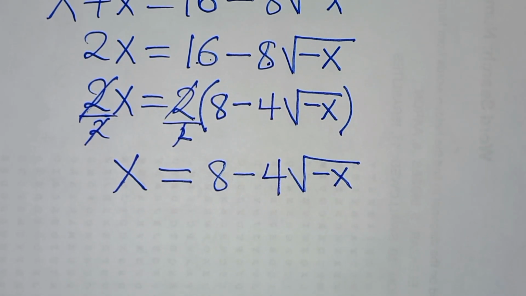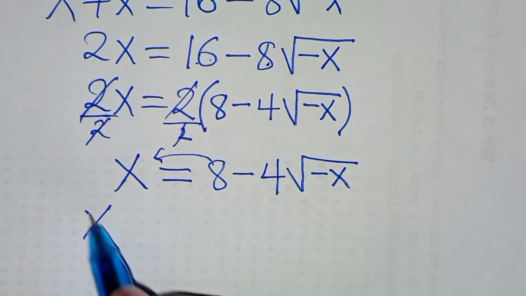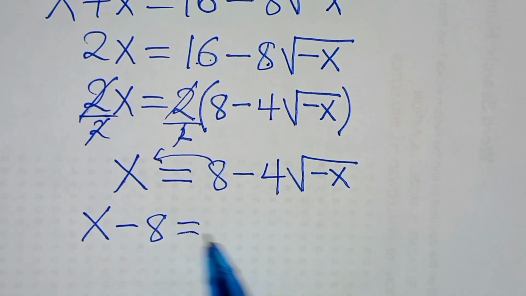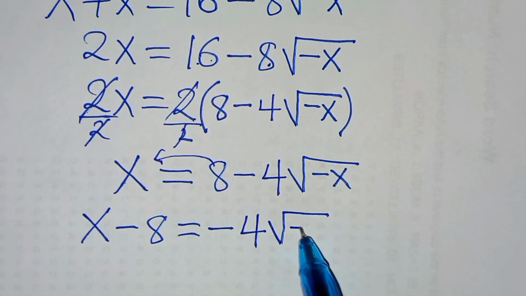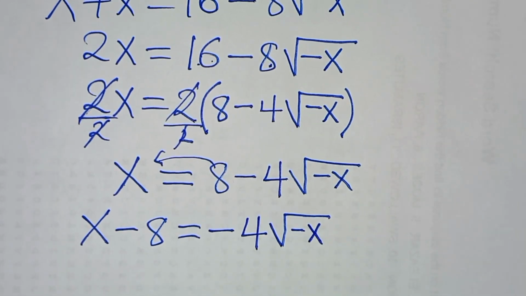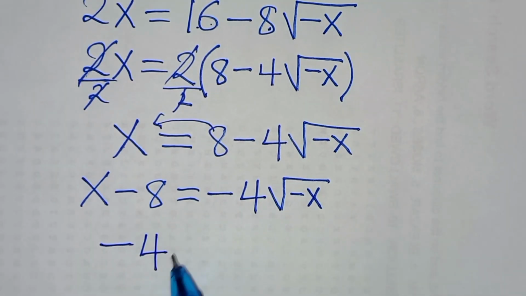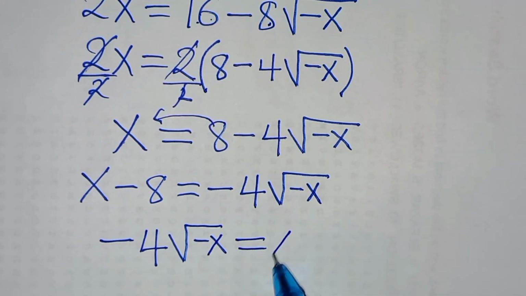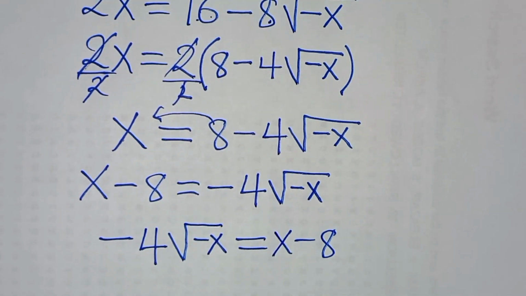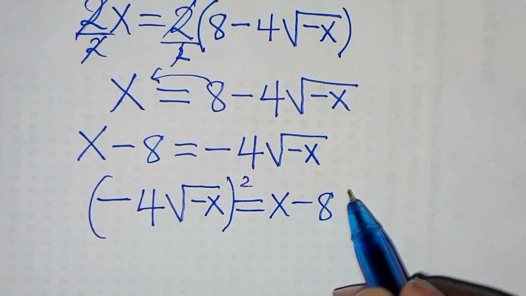The next step is to take 8 to the left hand side. So we have x minus 8 equal to minus 4 square root of minus x. This is the same thing as minus 4 square root of minus x equal to x minus 8. So the next step here is to square both sides. Let's square both sides.